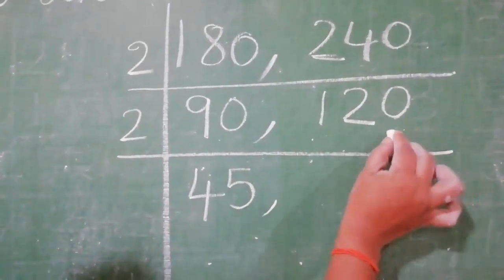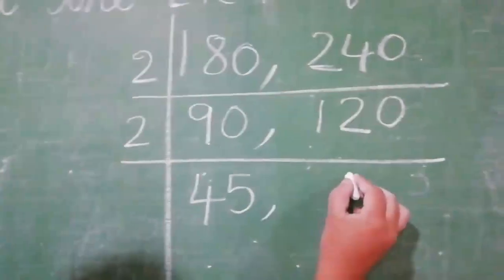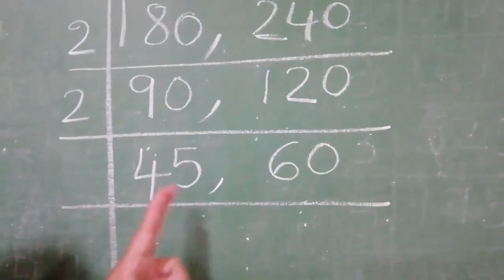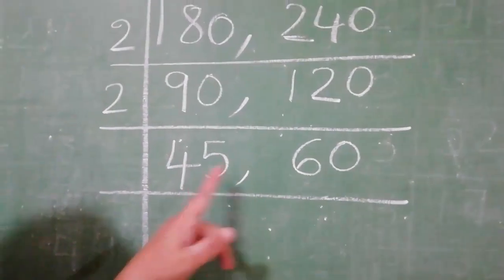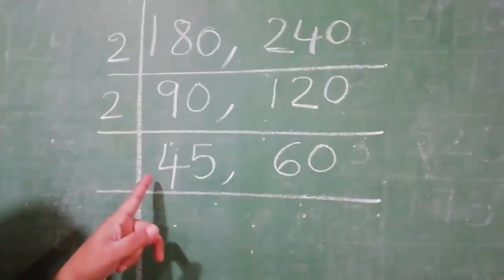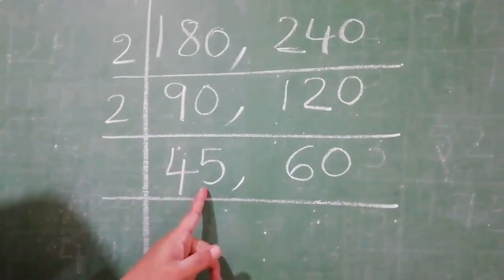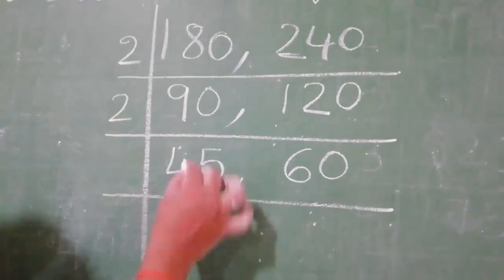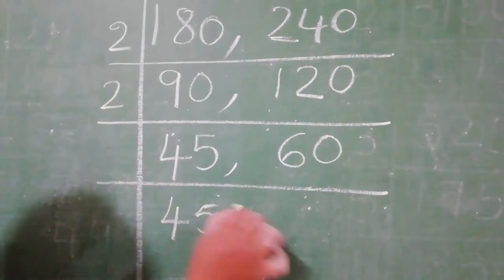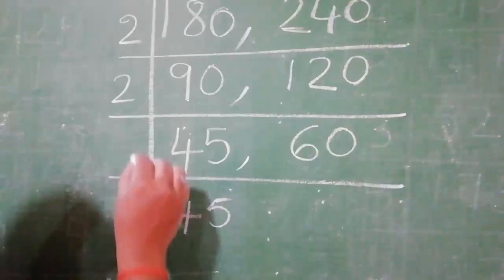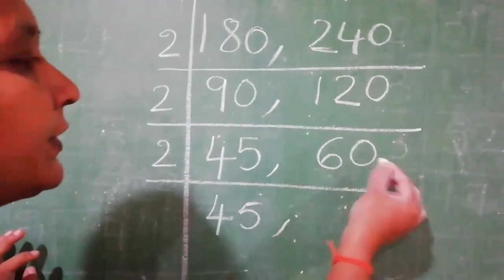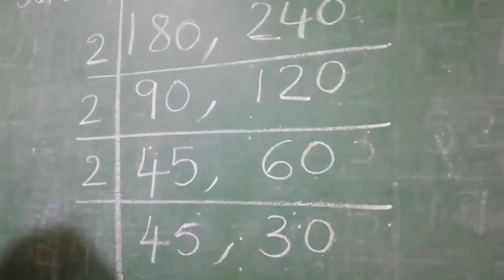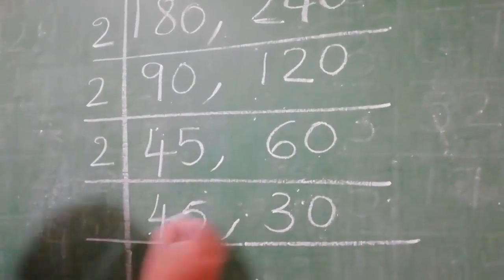Next, 120. 120 is divisible by 2. How many times? 2 6s are 12. 2 0s are 0. Next, check the two numbers 45 and 60. The first number is not divisible by 2 and the second number is divisible by 2. For the first number, write the same number, 45. For the second, do the division: 2 30s are 60. So 30.